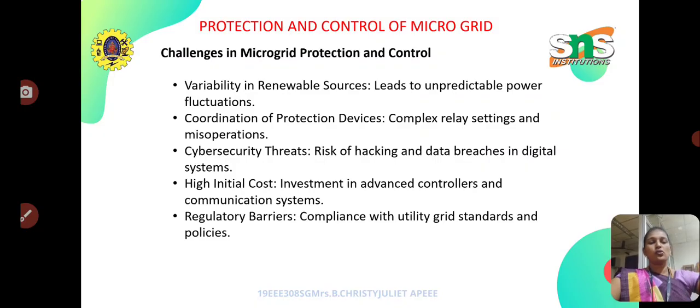So in this video, we have discussed in depth what protection schemes are available for a microgrid, we have also seen what controls we offer for a microgrid, and then the challenges we face in the protection and control of a microgrid.